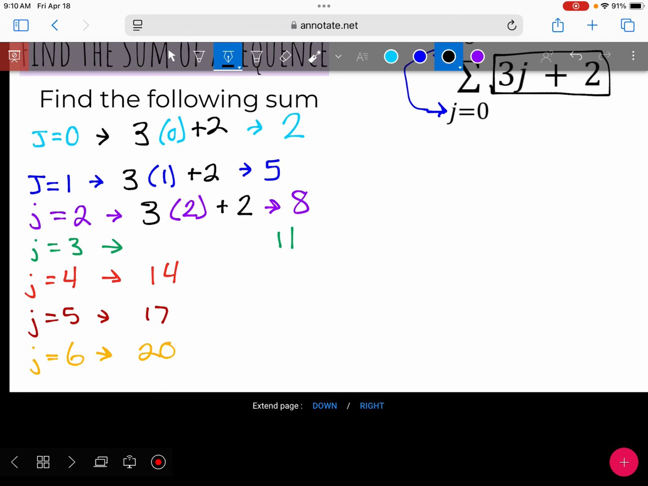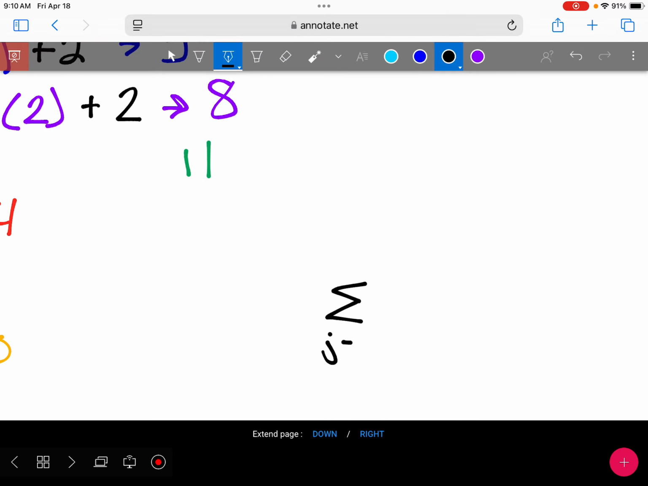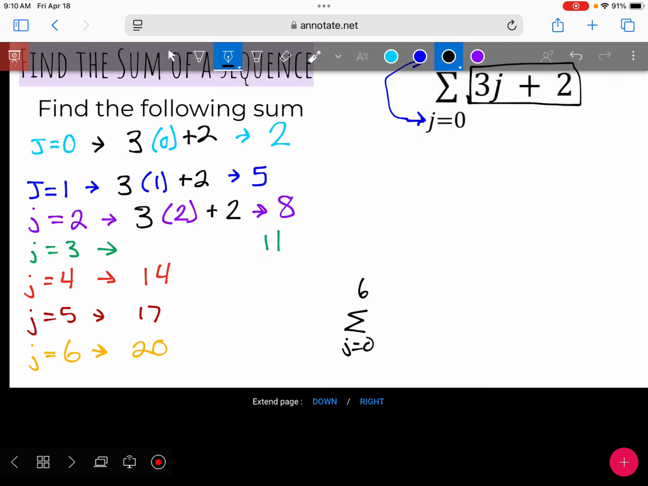So now we need the sum of those values. The sum from j equals 0 to 6. So add them all up. Should be 77.